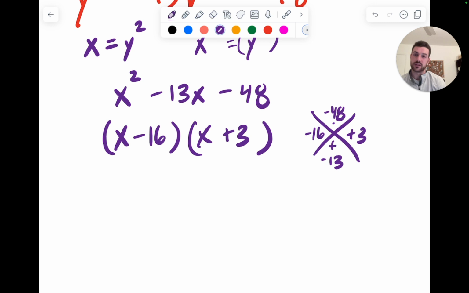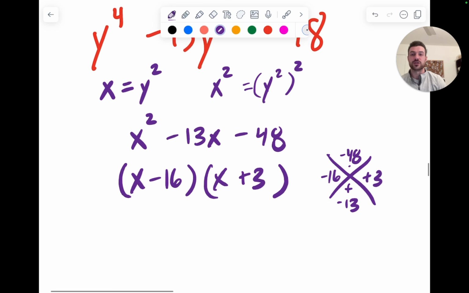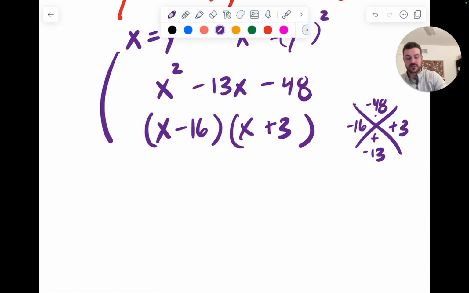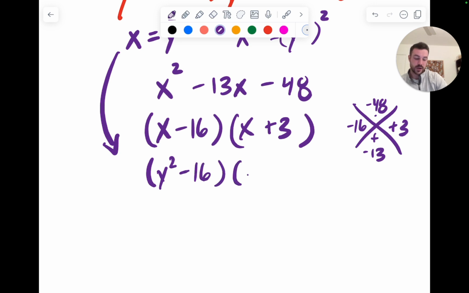We're almost done, or at least we think so, but I started with y's originally, so I want to end up with y's. So I am going to replace my substitution again. I'm going to go backwards. Instead of an x, I'm going to put in a y squared for each binomial.